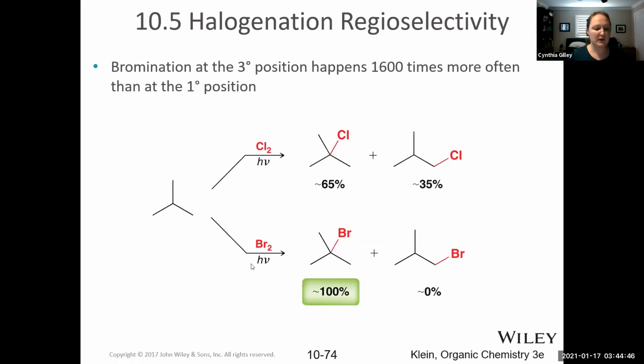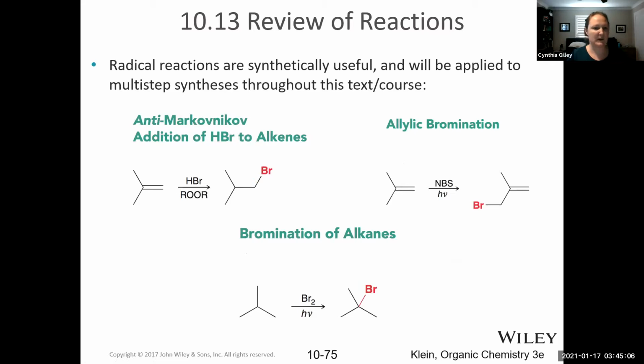And we just want to remember that bromine is more selective than chlorine. So usually people use bromine and not chlorine. And the bromine will go on the most substituted position. So if there's a tertiary carbon, place it there. If you don't have that choice, place it on a secondary carbon, etc. Right? It will always go on the most substituted position. So that's something to remember as well.